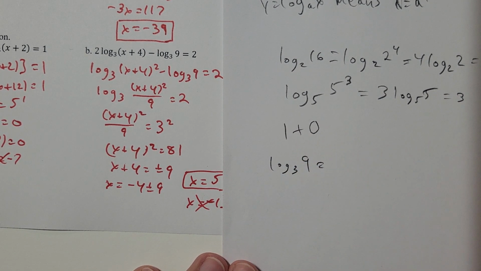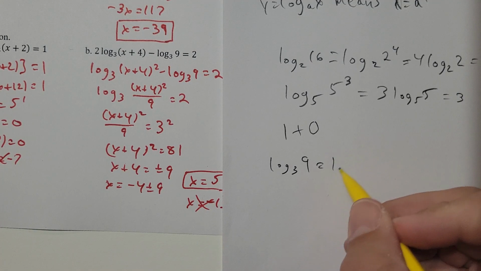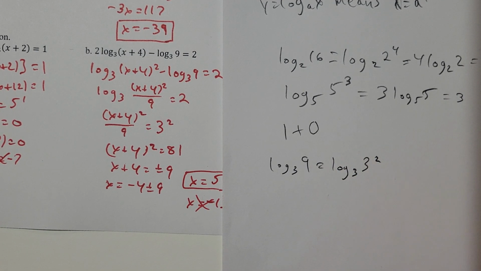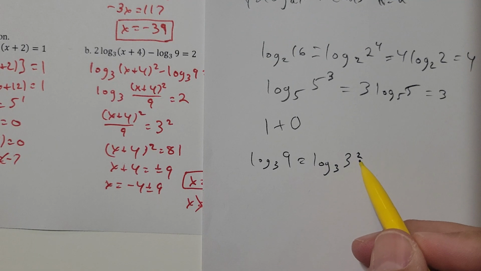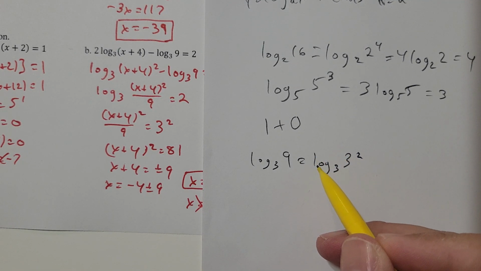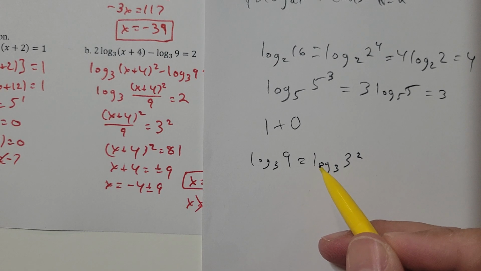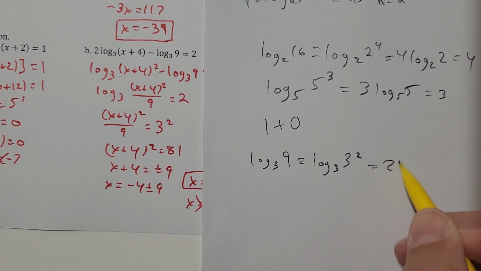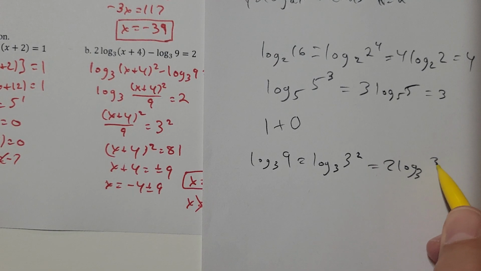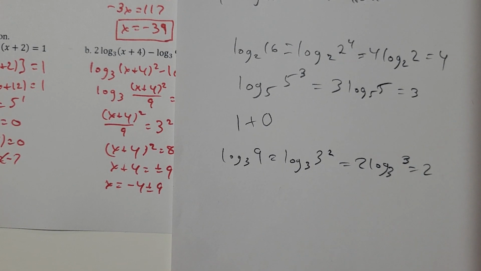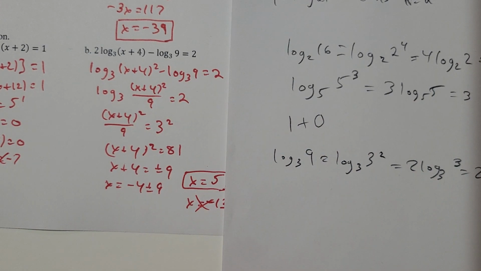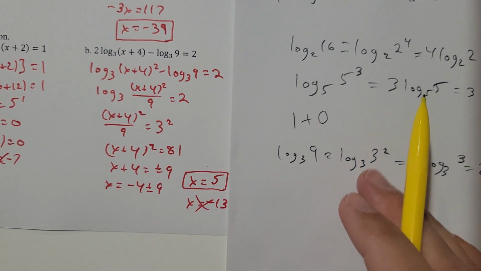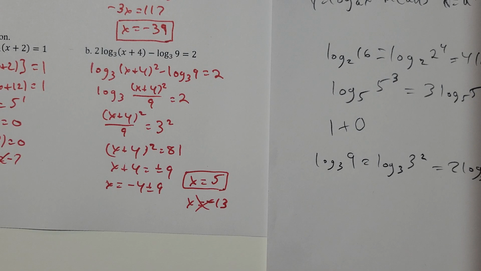Well, 9 is the same as 3 squared, right? And then I can pull the power in front of the logarithm using law 3, excuse me. So I'm going to have 2 times log base 3 of 3. Log base 3 of 3 is 1. Right? So I've got 2 times 1, that's 2. Okay, 2 is the number that I had to get to. So 5 is going to be kept. Negative 13, that'd be extraneous for us.